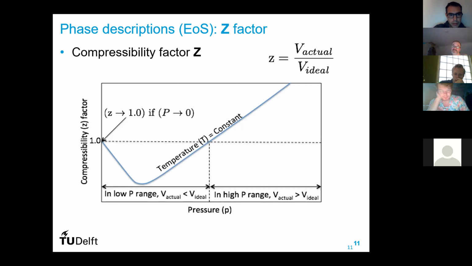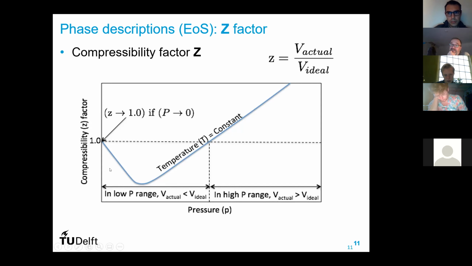So this is a typical form of the compressibility factor as a function of pressure. And the main idea, we already discussed it, is that at low pressure, our actual volume is less than the ideal volume. And this is because there are attraction forces between the molecules, so molecules are brought closer to each other.